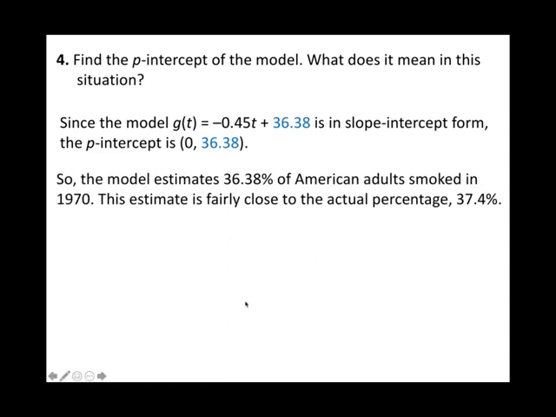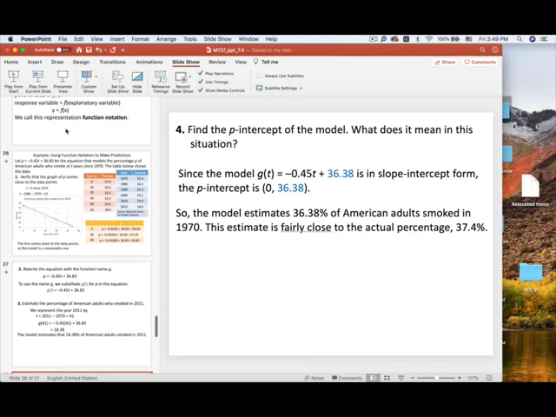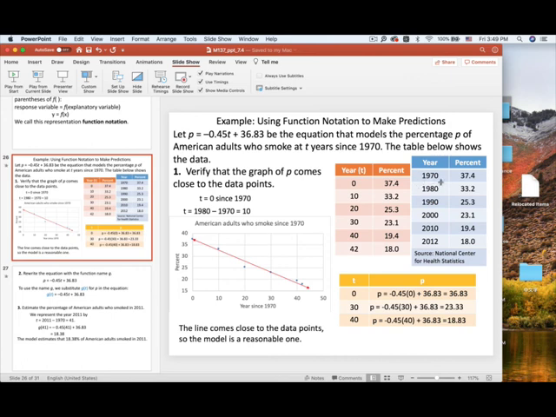And what does it mean in this situation? So we're going to say the model estimates 36.38% of American adults smoked in 1970. This estimate is fairly close to the actual percentage, 37.4%. So we could double check for 1970: we got 36.38% here, and the actual is 37.4, which is really close to our estimate.